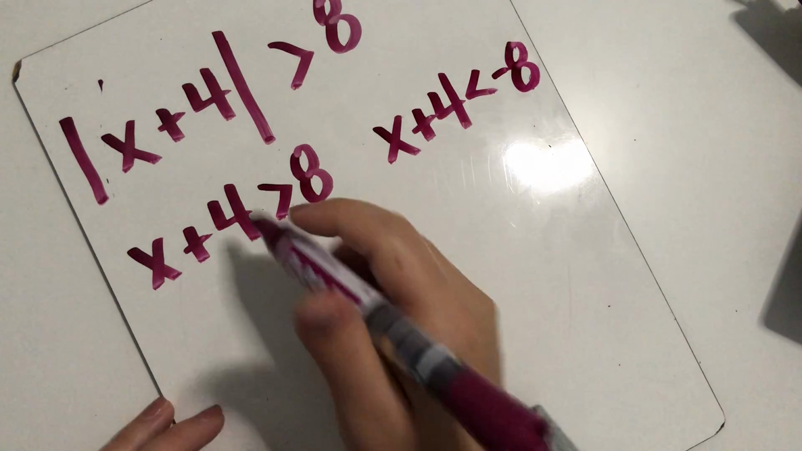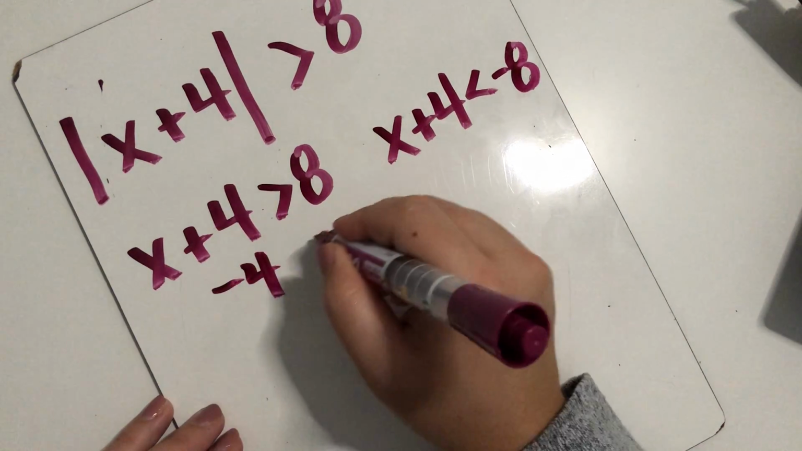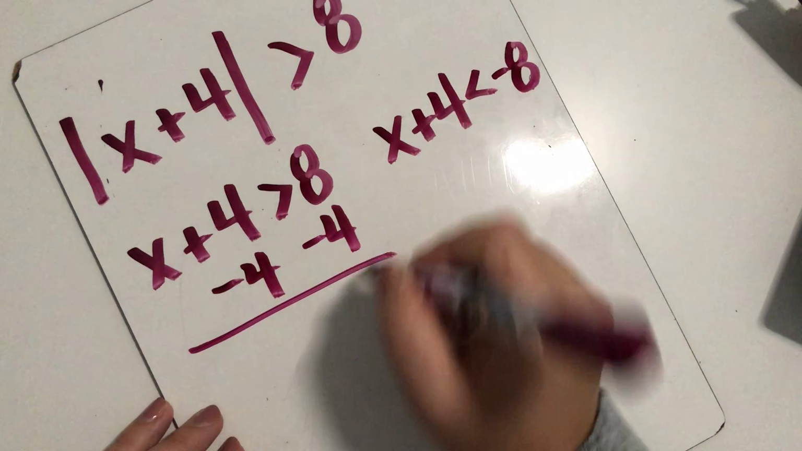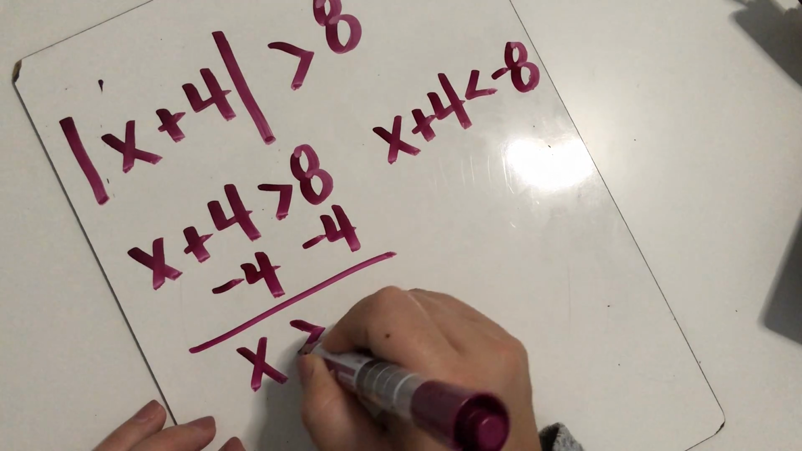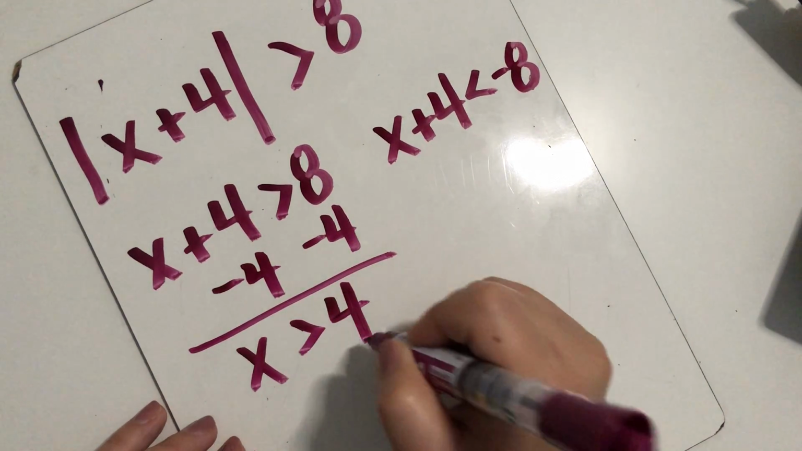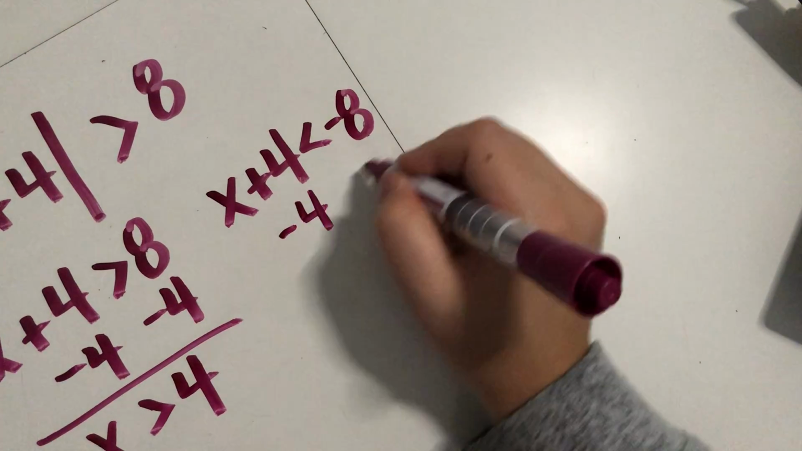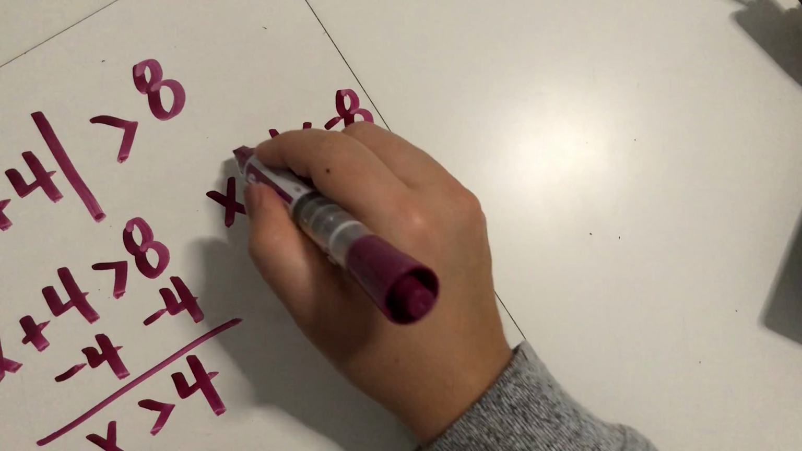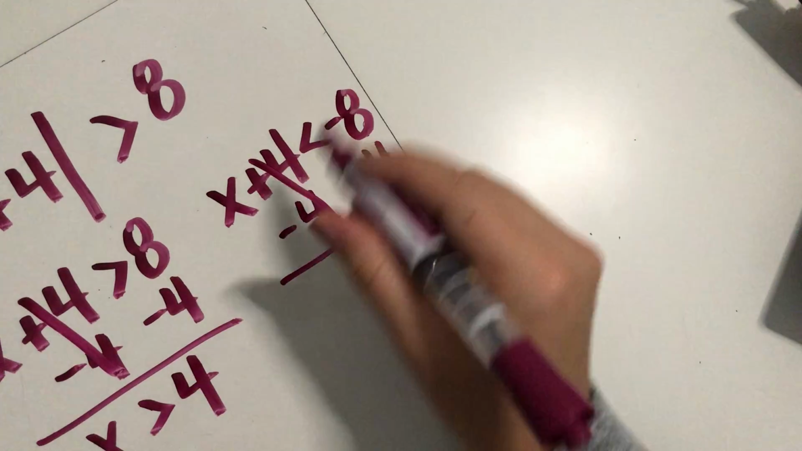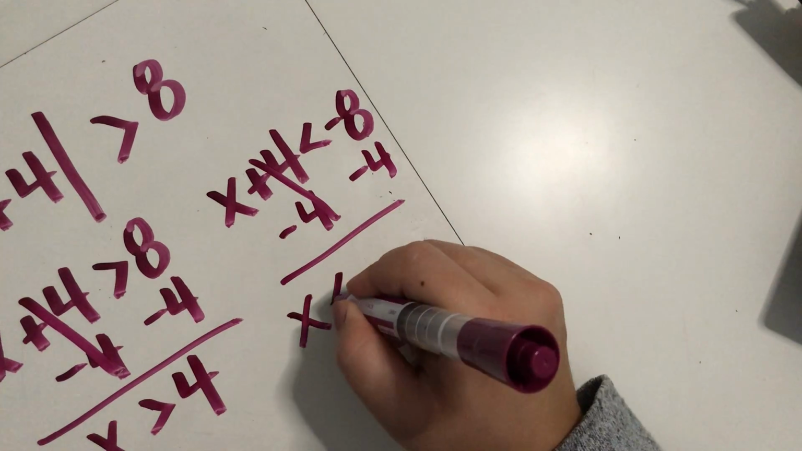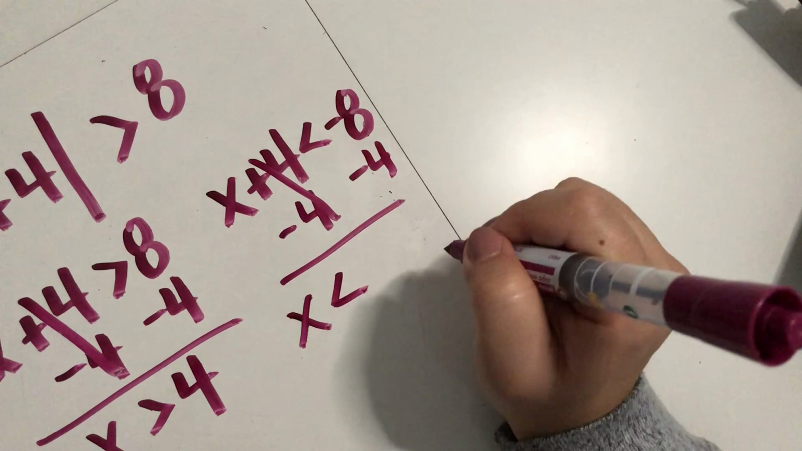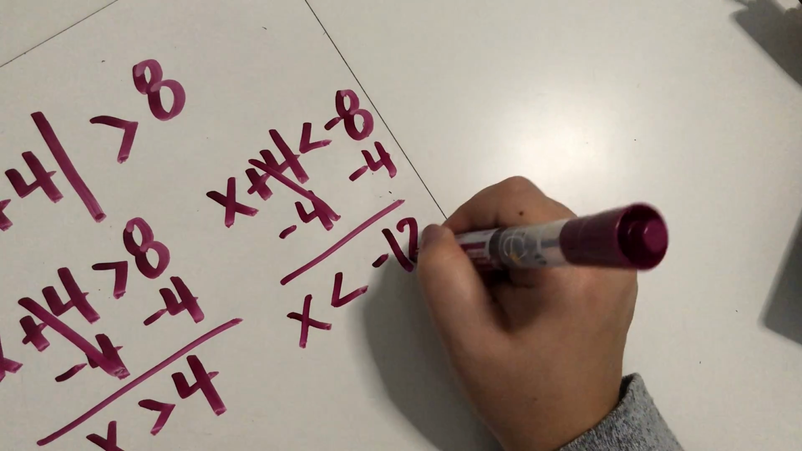So I'm going to solve this one first. I'm going to subtract the 4 from both sides. Lovely. I get x is greater than 4. And then here, I'm going to do the same exact thing because it makes my life easier. And I'm going to do x less than, now going to the further negatives, negative 12.